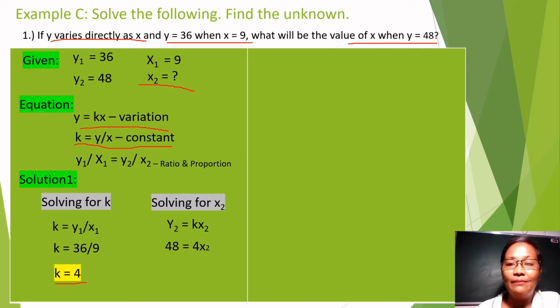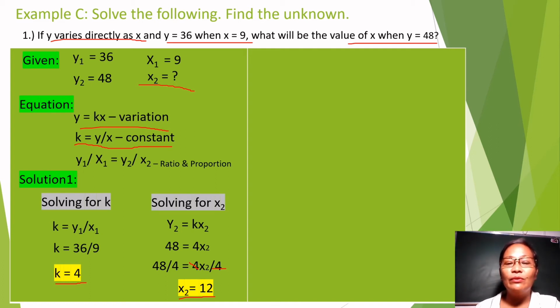Then after that, we need to isolate x sub 2. Therefore, we're going to divide both sides by the number beside x sub 2. So we have now 48 divided by 4 is equal to 4x sub 2 divided by 4. So cancel 4 and 4. Therefore, we have x sub 2 is equal to 48 divided by 4, which is 12. So we already find the value of k and x sub 2.